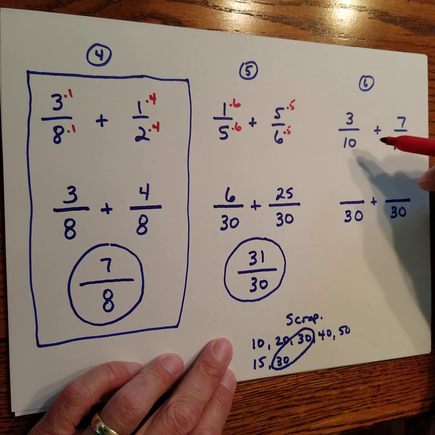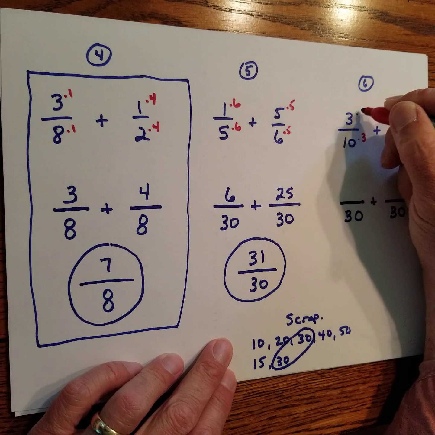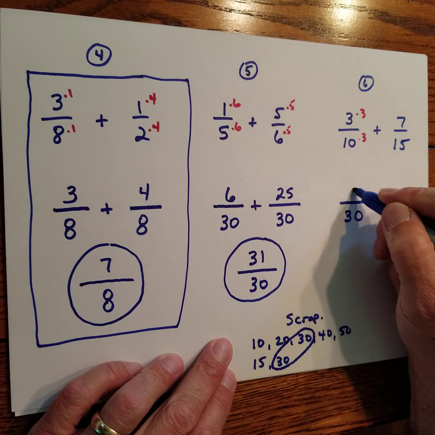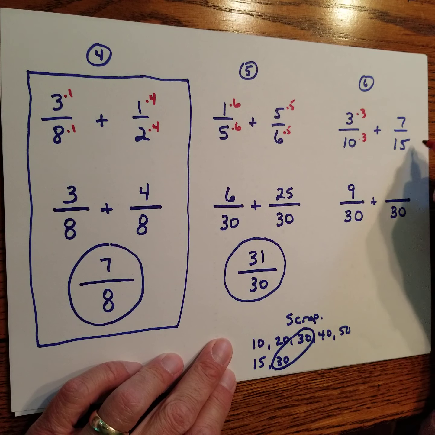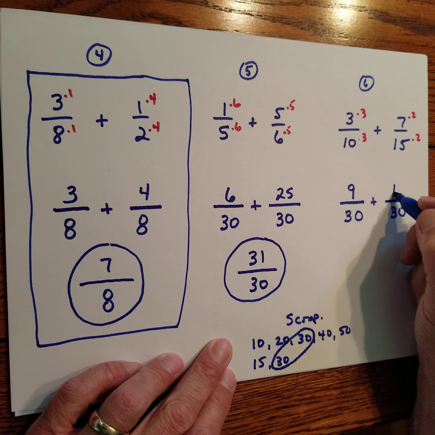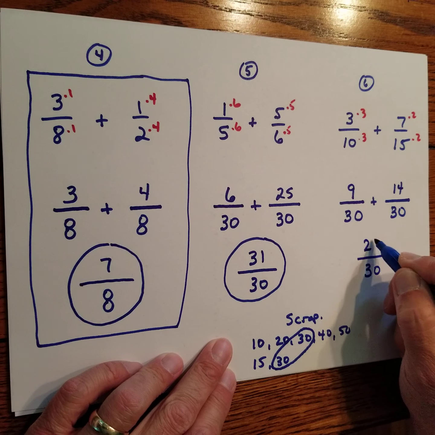Now for the numerators. What do you multiply times 10 to get 30? Is 3. And what do you multiply times 15 to get 30? Is 2. And we keep the common denominator and add up the numerators.